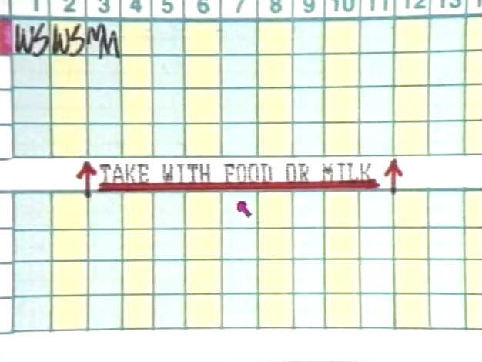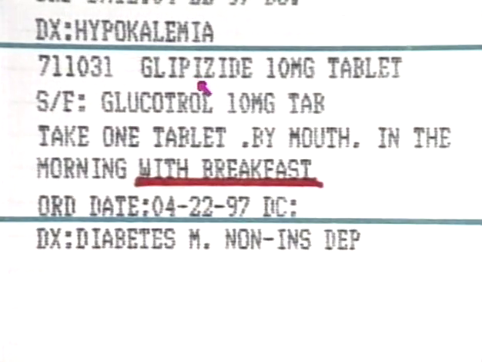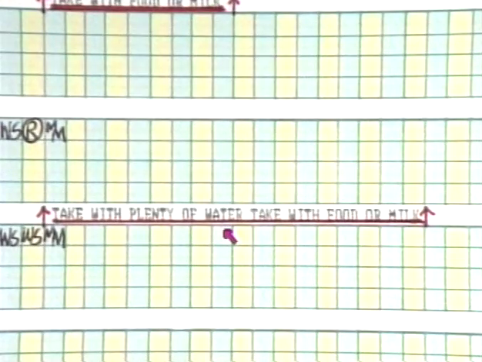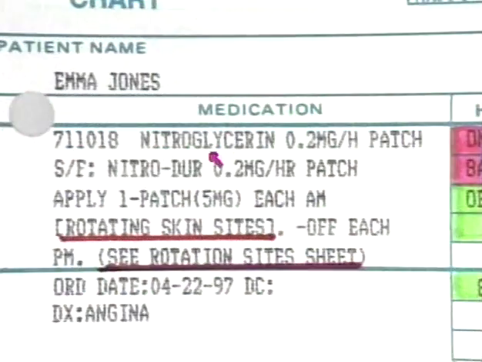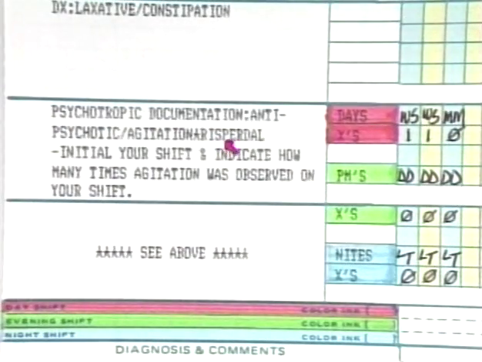With the furosemide, we have take with food or following meals. With the glipizide, if you find that, we have take with breakfast. The potassium chloride, take with plenty of water or food or milk. The digoxin, hold if pulse is below 56. The captopril, take on an empty stomach. The nitroglycerin skin patch, remove patch each PM. The risperidone, indicate how many X's or how many times the agitation was observed on your shift.